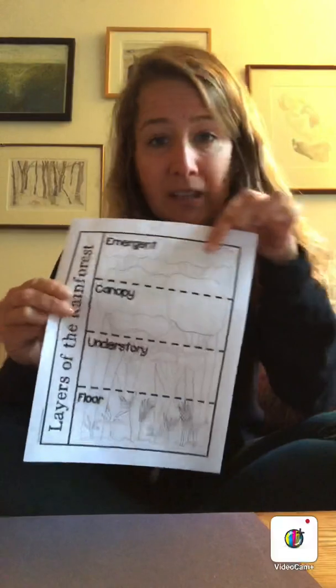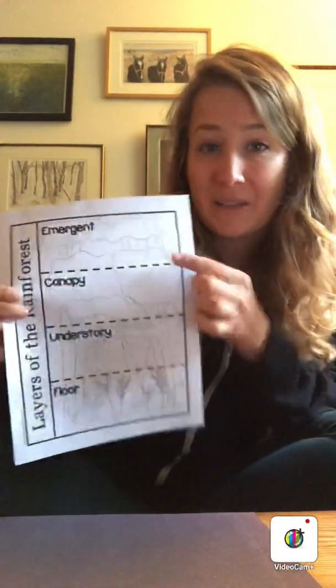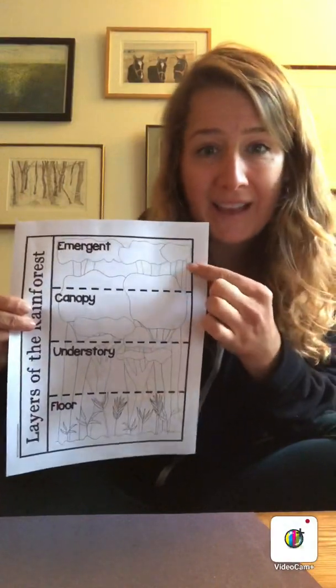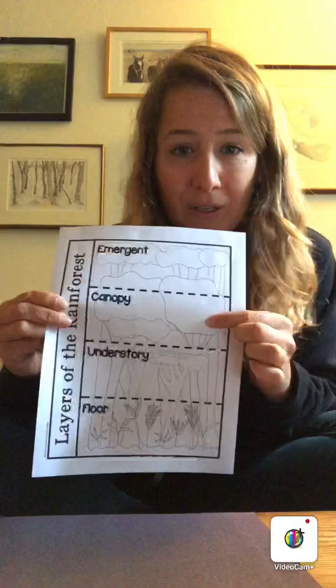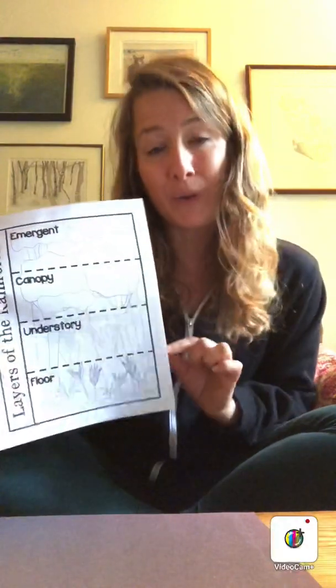So the emergent layer is where you find animals like butterflies and birds that like a lot of light. And the canopy, that's where you're going to find monkeys swinging from the trees. So when you're building your own tropical rainforest habitat, make sure you include those different layers.